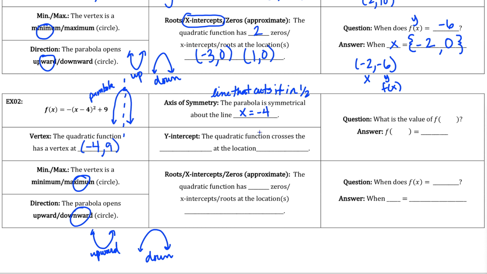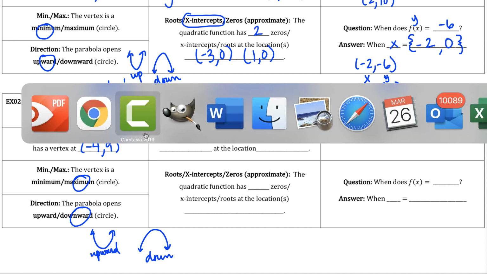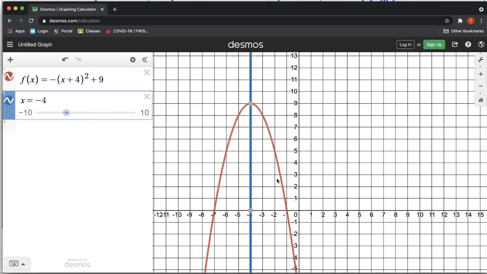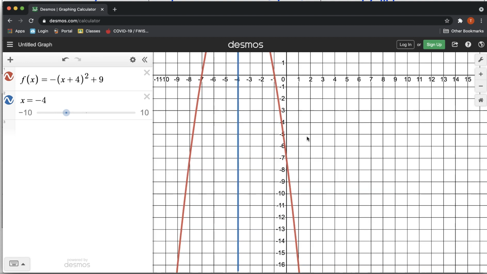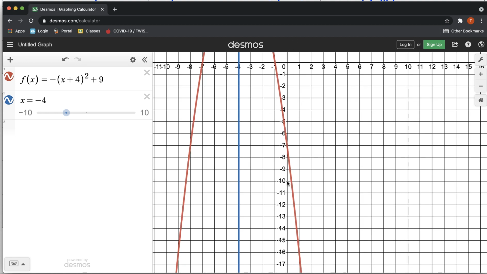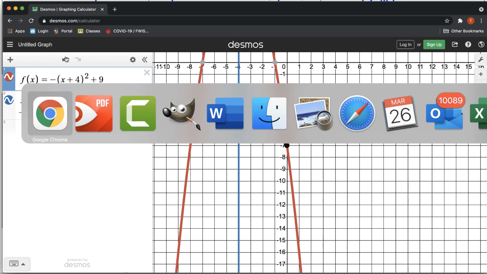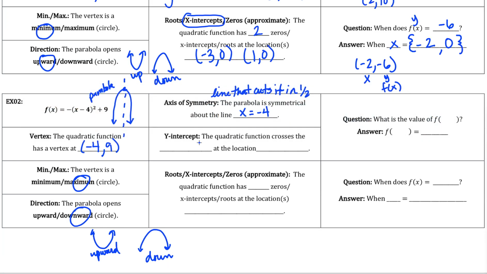The y-intercept. So it crosses the y-axis. We want to look at where it crosses the y-axis, okay? So it looks like we're going to have to drag this down a little bit, I think. So this is our y-axis. This is our x-axis. So it crosses the y-axis right here. 0, negative 7. Oops, there we go. It crosses the y-axis.